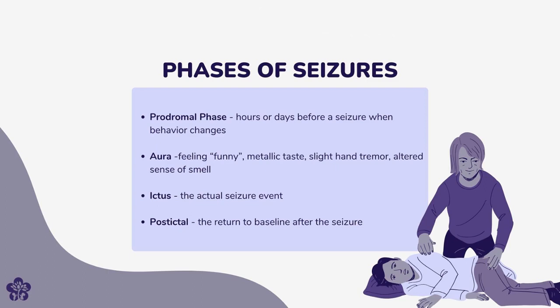The ictus phase is what is actually happening during the seizure. The postictal phase describes a person as they return back to baseline.